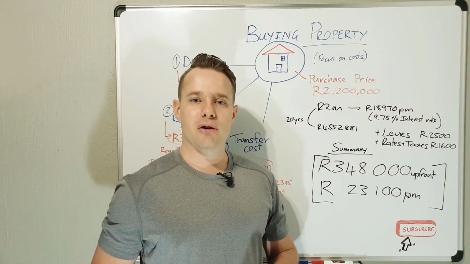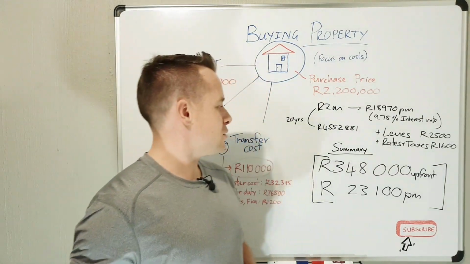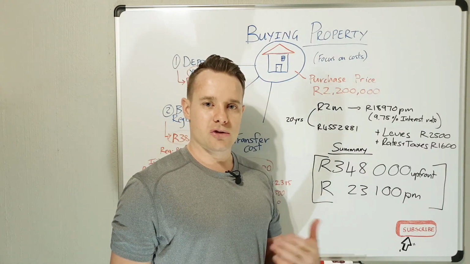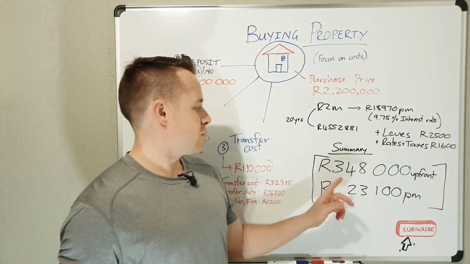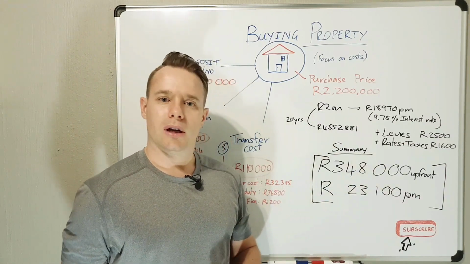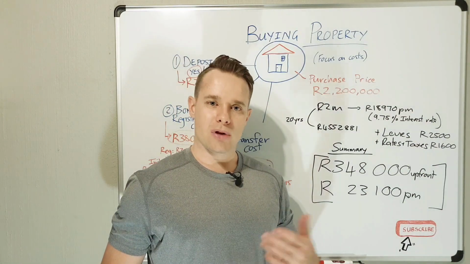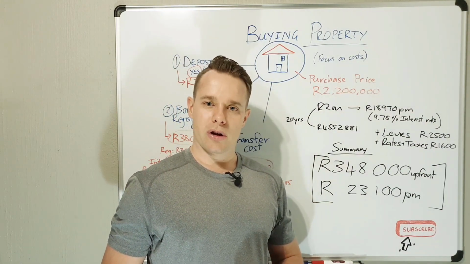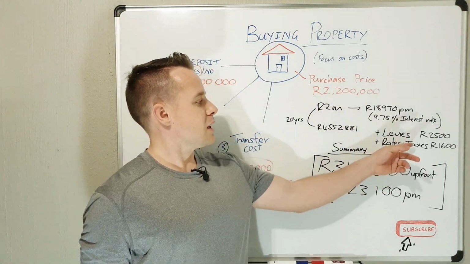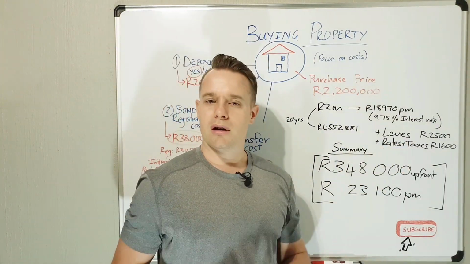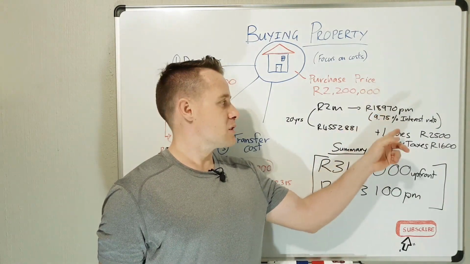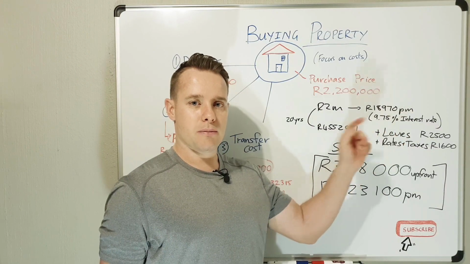As a final summary of this purchase, you are going to need about 348,000 rand upfront in order to get this transaction going, and you're going to need about 23,100 rand per month in order to pay the property and the rates and taxes and the levies on an ongoing basis. Something to consider is that rates and taxes and levies go up on a yearly basis, usually in most cases, and your bond will probably stay the same as long as the interest rates remain the same.